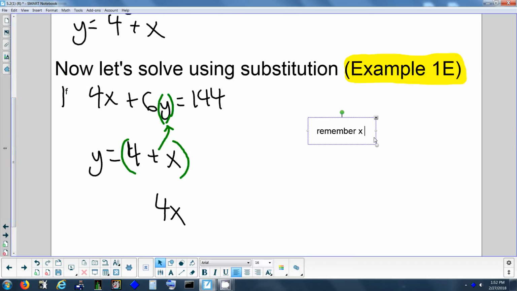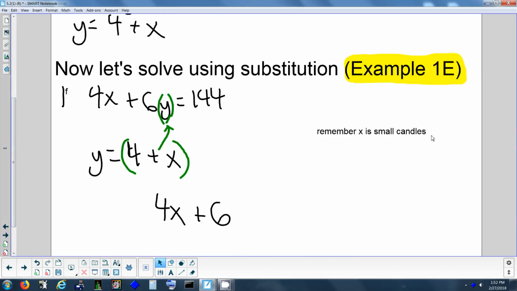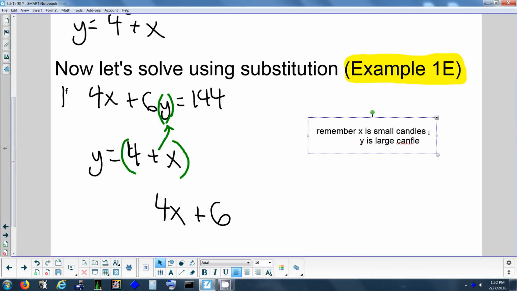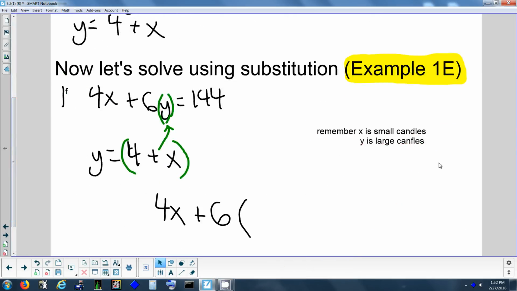Sophia, what's the next thing written after that? Plus 6. All right? Then, what am I going to write? Someone tell me by raising their hand. Josiah. Parenthesis. Just 4 plus x. 4 plus x, parenthesis. Want to finish it off? Equals 144. Are we okay so far?